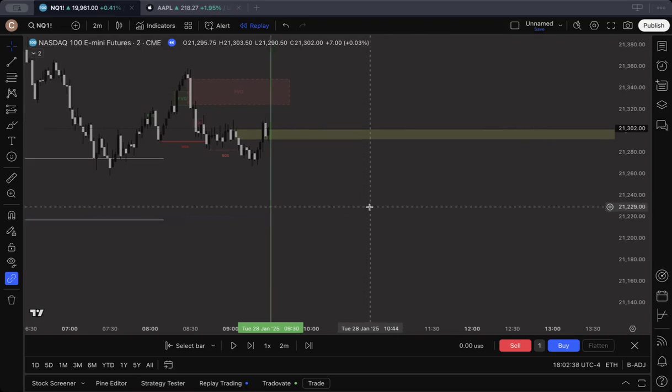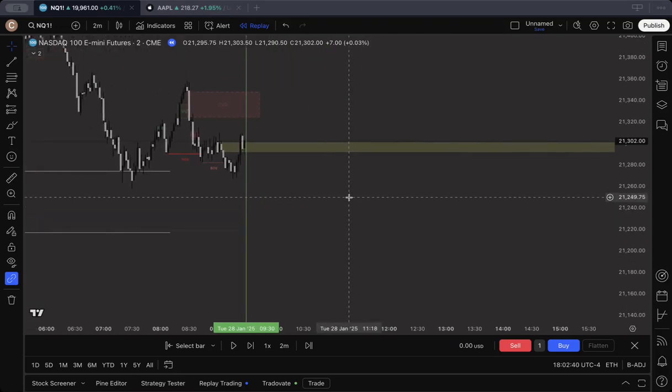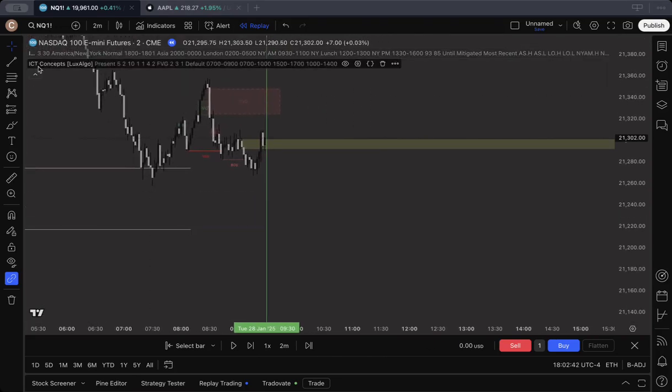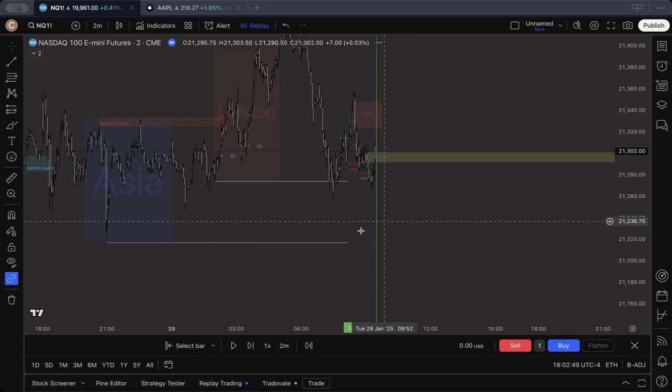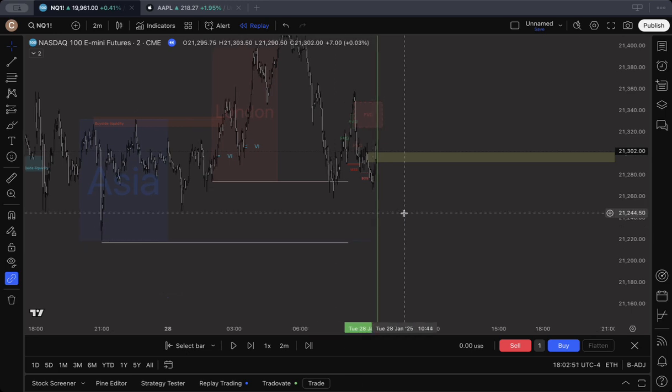Hey, this is going to be backtesting session number 3. Let's just get started here. This is NASDAQ minis. These are my indicators. Let's get started. So, hold up here. This is Tuesday, January 28th.